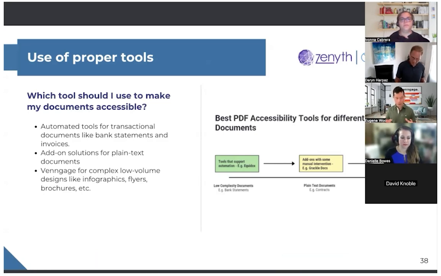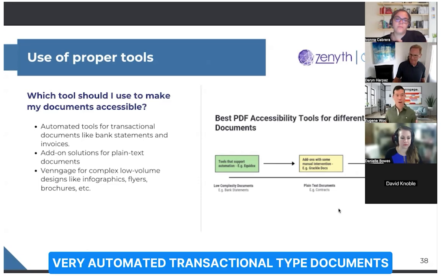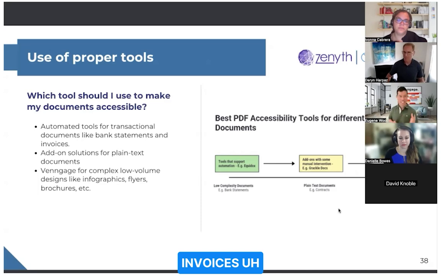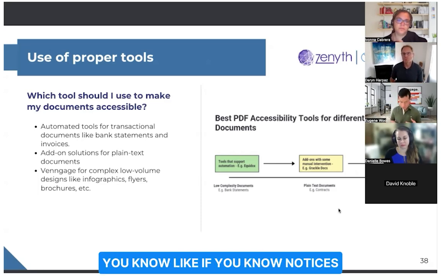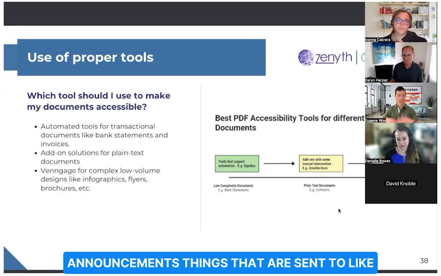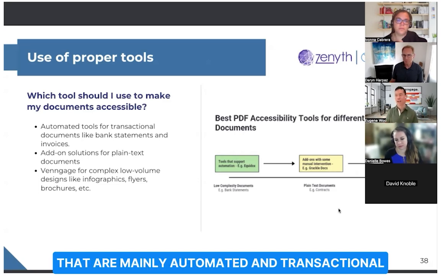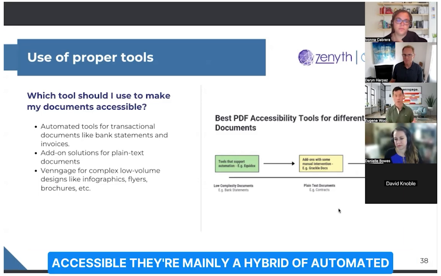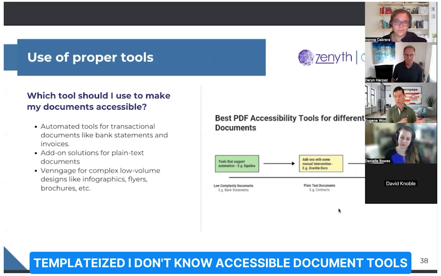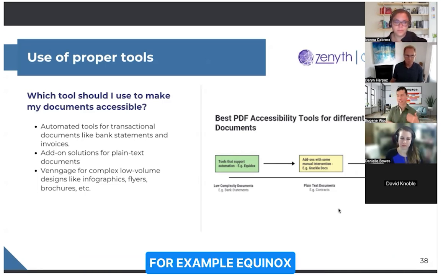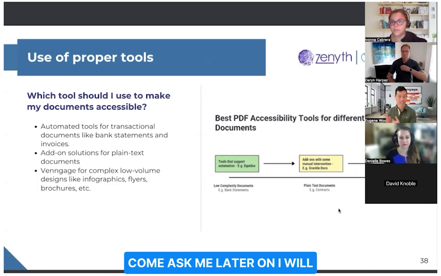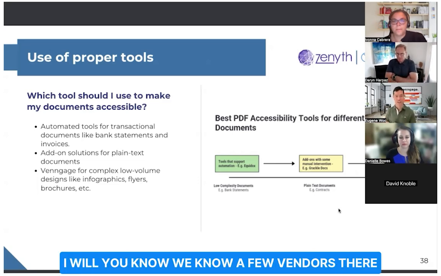The first category I call the very automated transactional type documents, like bank statements, invoices, receipts, notices, announcements, things that are sent to thousands and thousands of people that are mainly automated and transactional. There's a set of tools to make those types of documents accessible. They're mainly a hybrid of automated, templatized, accessible document tools. And there's a lot of vendors out there. For example, Equinox, CDP, PDF Fix. There's a whole bunch of them out there. If you want some recommendations, come ask me later on. We know a few vendors there.